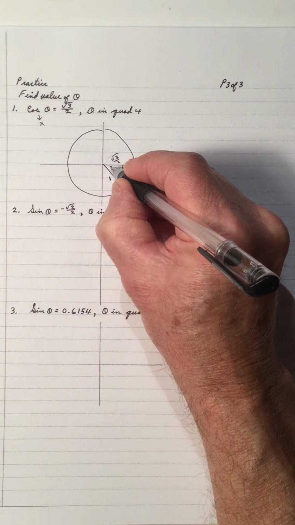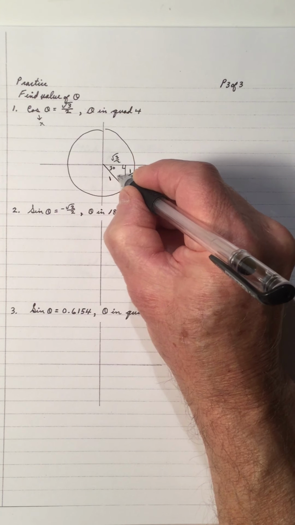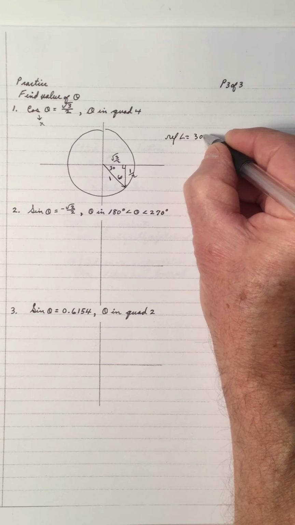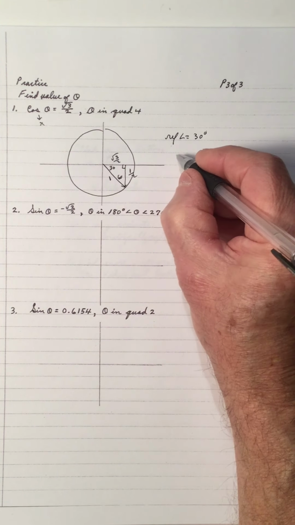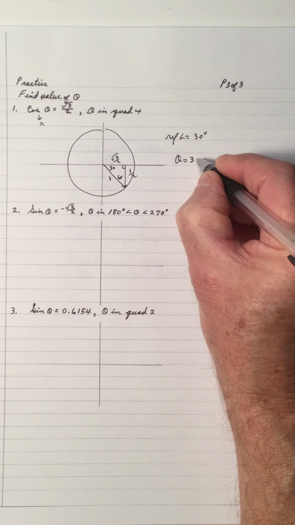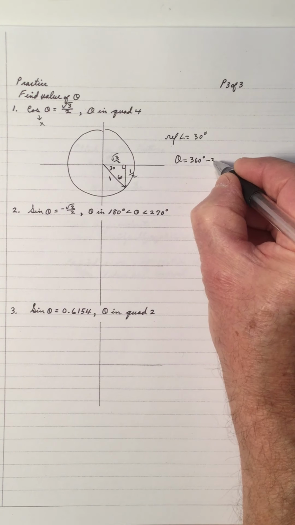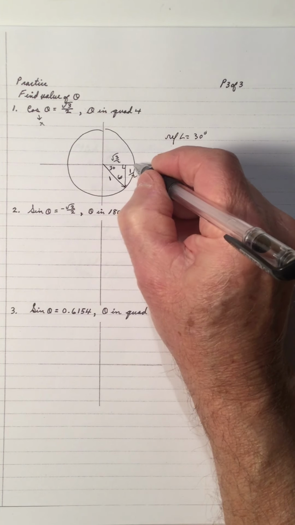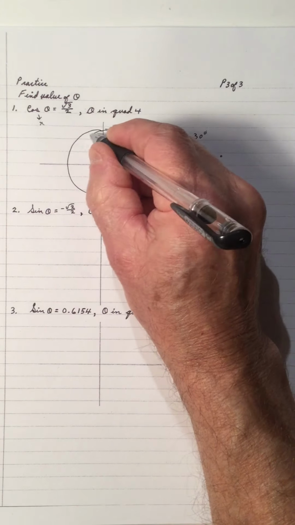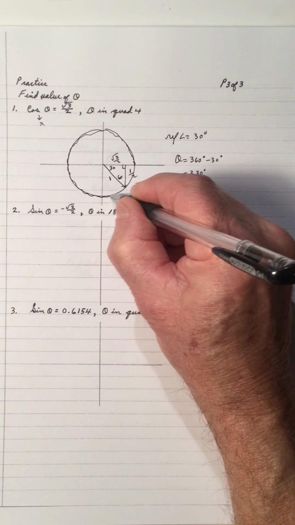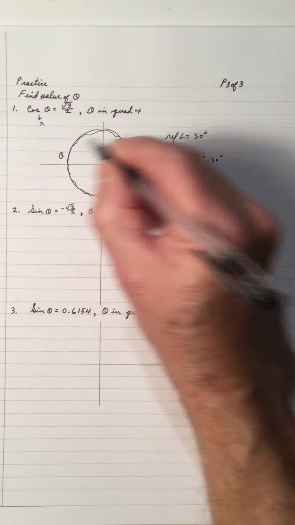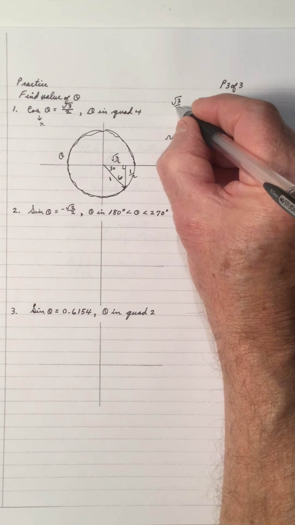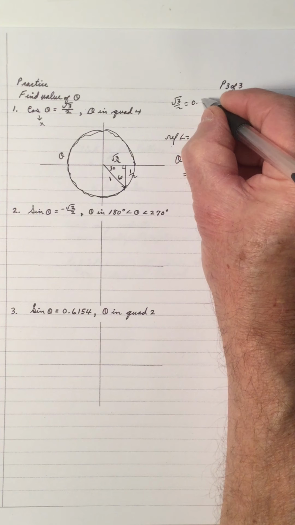Opposite a half is 30. Opposite root 3 over 2 is 60. So that means the reference angle is 30 degrees. And because it's the fourth quadrant, theta is 360 minus the 30. So that's 330 degrees. If we rotate all the way around like this and come to here, that's theta. That's 330 degrees. And remember, root 3 over 2 is 0.866.